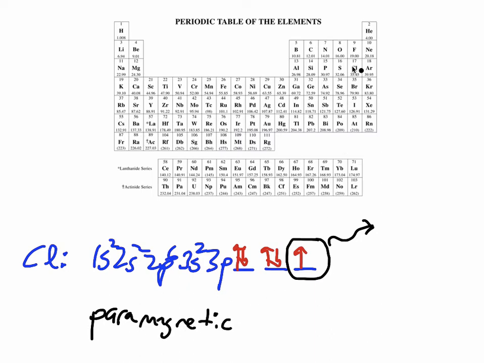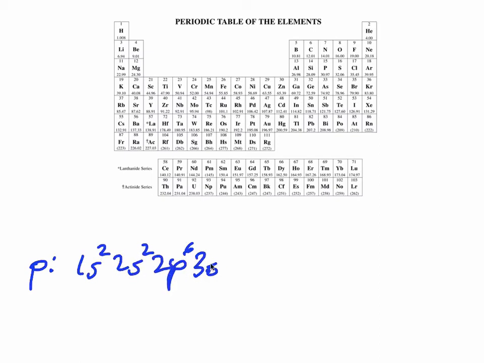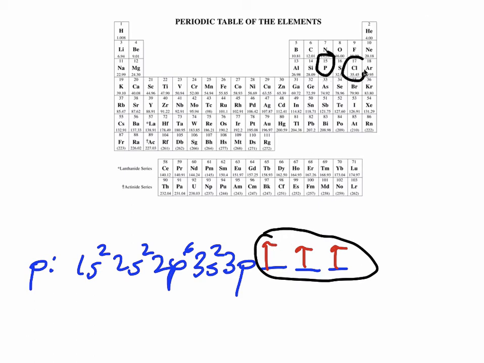Now let's compare chlorine to, let's say, phosphorus. Let's go ahead and do phosphorus. So P: 1s2, 2s2, 2p6, 3s2, 3p3, 1, 2, 3. So all 3 of these will be drawn towards a magnetic field. So when you compare P and Cl, they're both paramagnetic, but P is more paramagnetic.